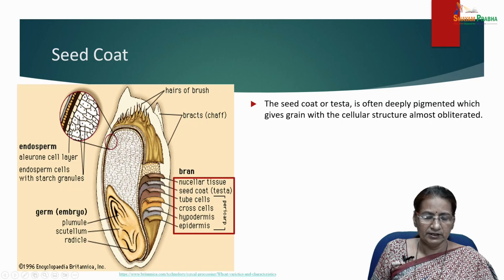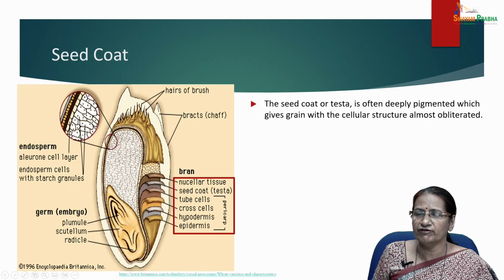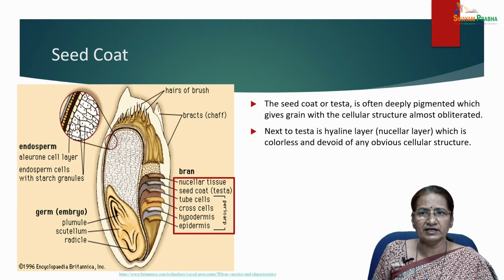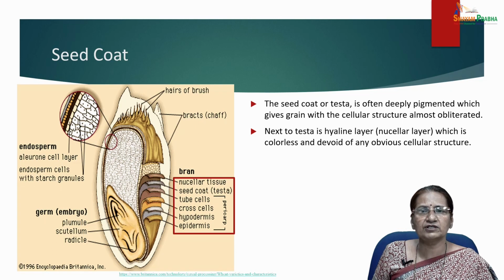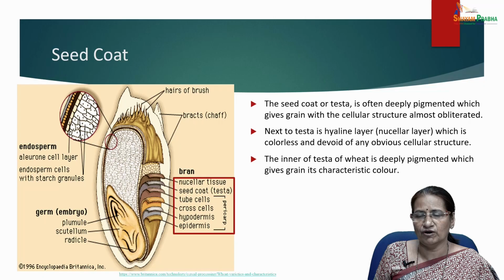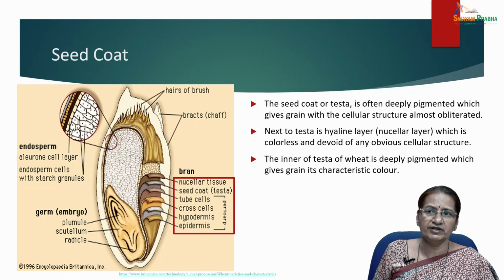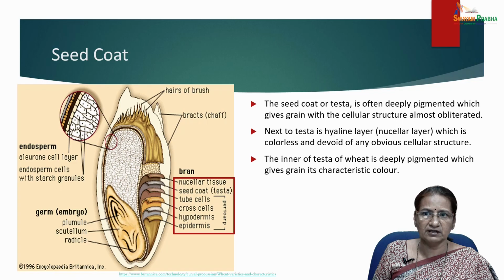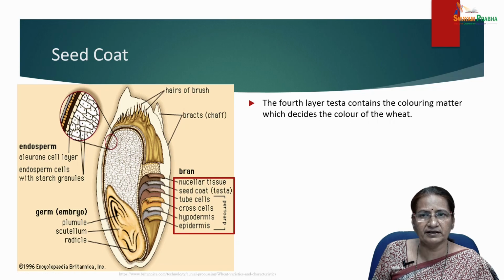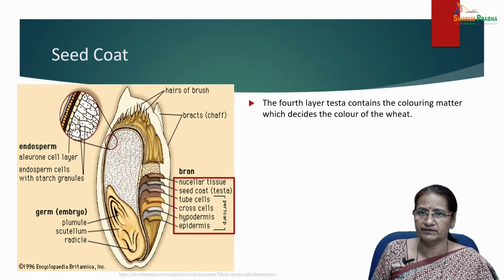Now seed coat. The seed coat or testa is often deeply pigmented, which gives grain with the cellular structure almost obliterated. Next to testa is hyaline layer or nucellar layer, which is colorless and devoid of any obvious cellular structure. The testa of wheat is deeply pigmented, which gives grain its characteristic color. The fourth layer, testa, contains the coloring matter which decides the color of the wheat.